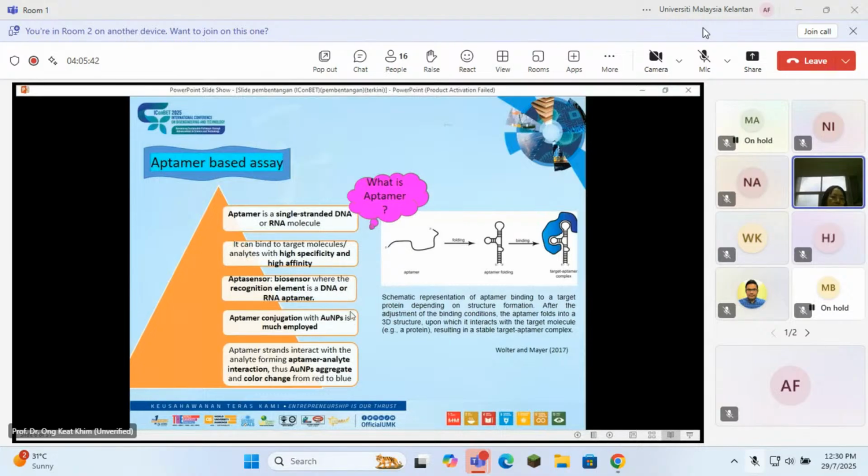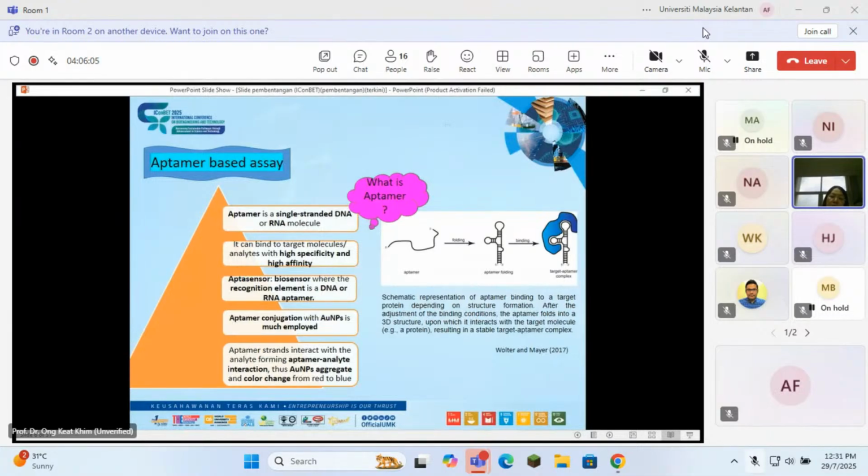Aptamers can conjugate with gold nanoparticles, which is also widely used. Okay, the aptamer can interact with the analyte, forming the aptamer-analyte interaction. So the gold nanoparticles will aggregate and the color changes from red to blue. So these figures show that after the aptamers fold into a 3D structure, they will form a stable aptamer complex.